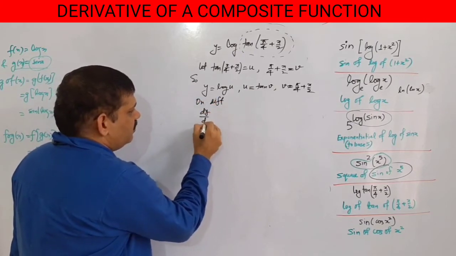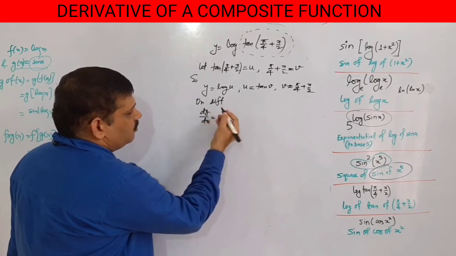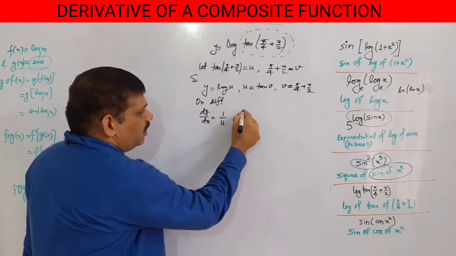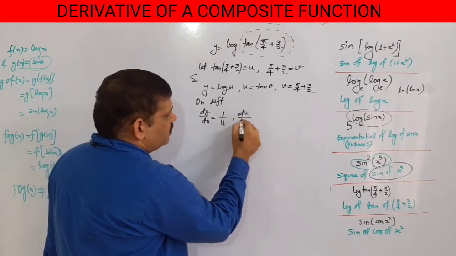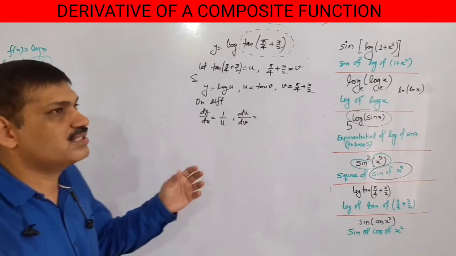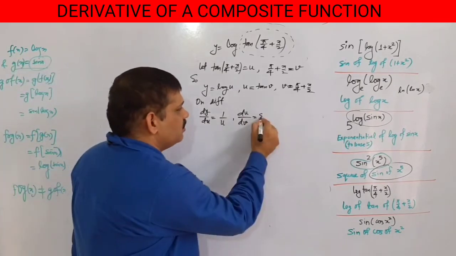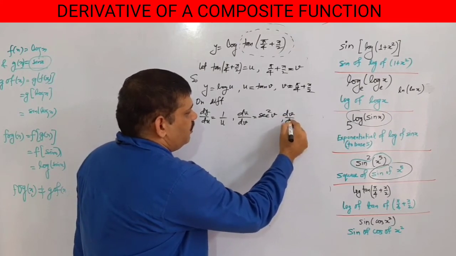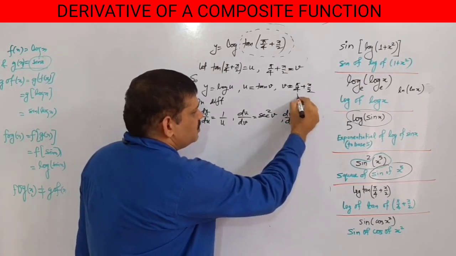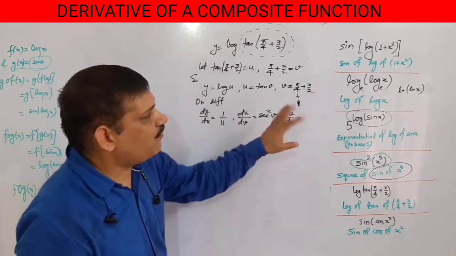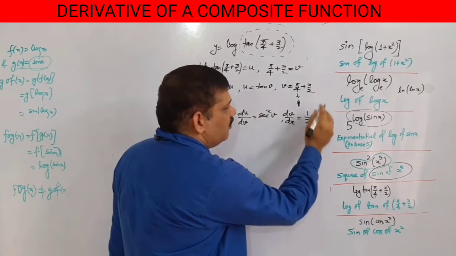So on differentiating, derivative of y with respect to u is, the derivative of log is 1 upon variable, that is 1 upon u. The derivative of u with respect to v, the derivative of tan of variable is sec square of variable, that is sec square of v, and the derivative of v with respect to x, this is constant, so its derivative will be 0, and the derivative of half of x will be half into 1, that is half.